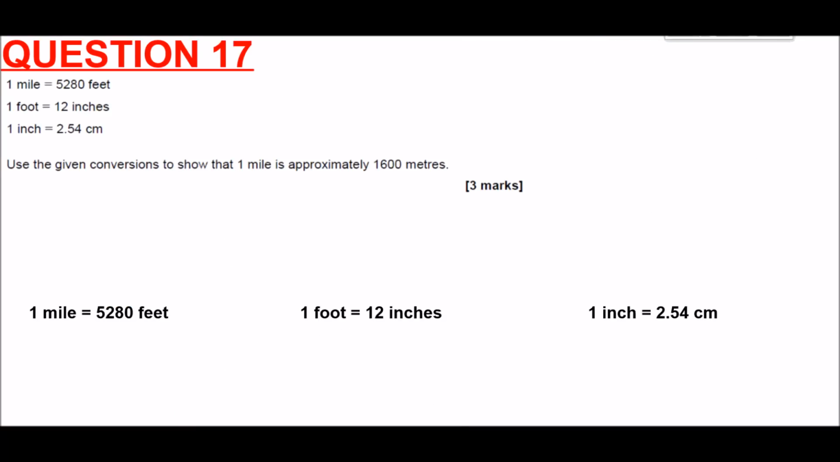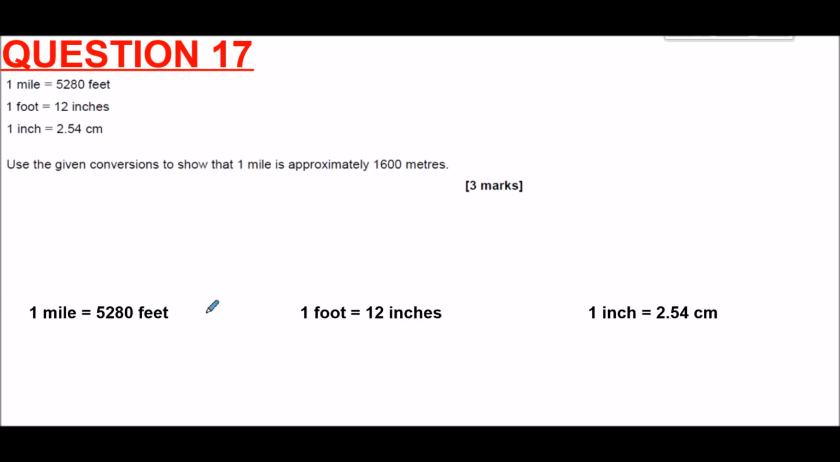Question 17, we've got a conversion question here. 1 mile equals 5,280 feet, 1 foot's 12 inches, 1 inch is 2.54 centimetres. So we need to use those conversions to show that 1 mile is approximately 1,600 metres. I've just rewrote all these conversions here. Nothing new, apart from what we've been given already.